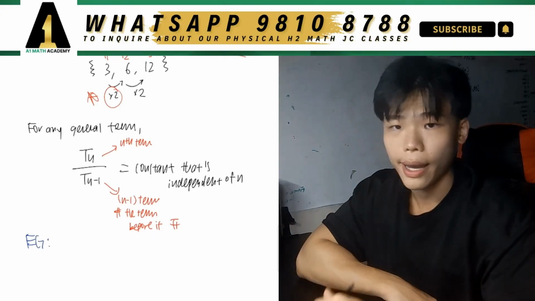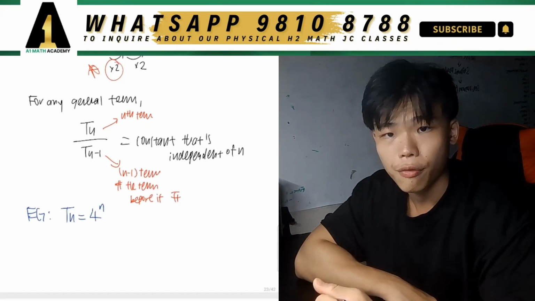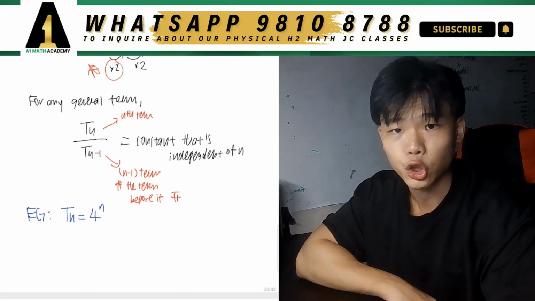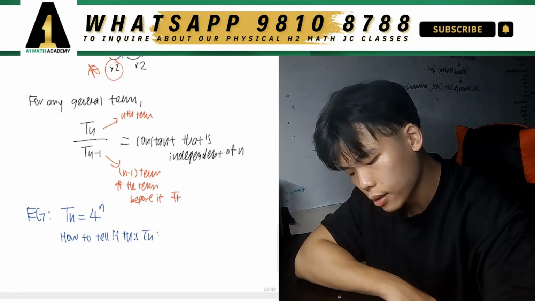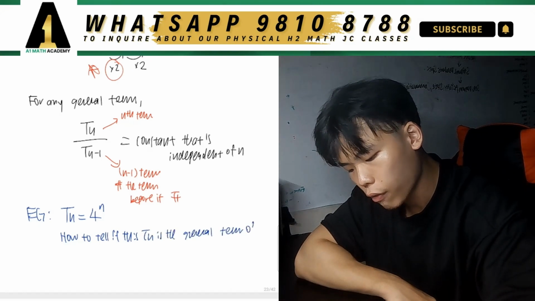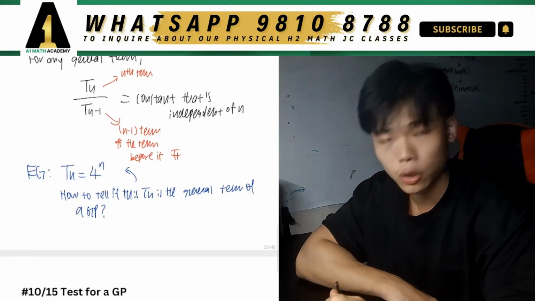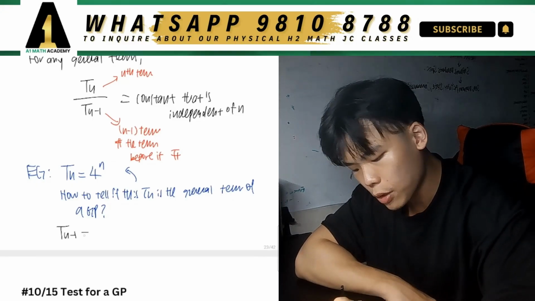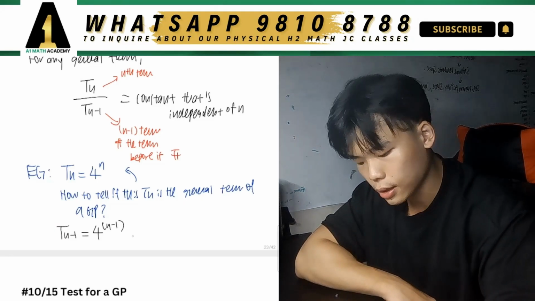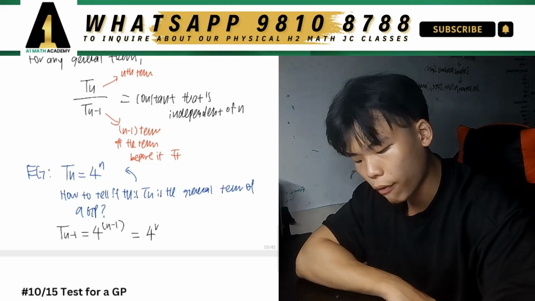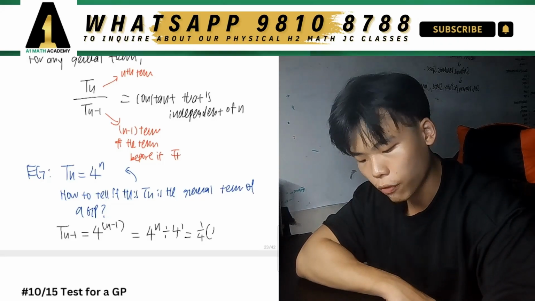So let's say I have Tn equals 4 to the power of n. How do we know whether this is a GP or not? How to tell if this Tn is the general term of a GP? It's as simple as just finding out the Tn minus 1 term. So Tn minus 1 can be written as 4 to the power of n minus 1. And using your laws of indices, we know that this is basically 4 to the power of n divided by 4 to the power of 1, which is essentially just 1/4 of 4 to the power of n.